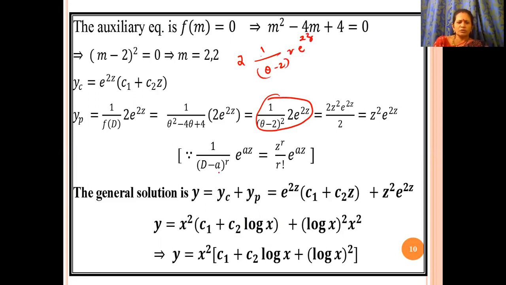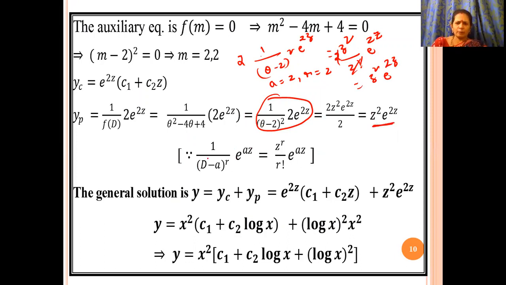Okay, so use this formula. Here a is equal to 2, r is equal to 2. So what is the formula? z power r, z square, r is 2, by 2 factorial into e power 2z. Okay, so 2 is already there, so multiply with the 2. The 2 gets cancelled. What is the value we got? z square into e power 2z. Right? So according to this formula, you can simplify this integral value clearly.